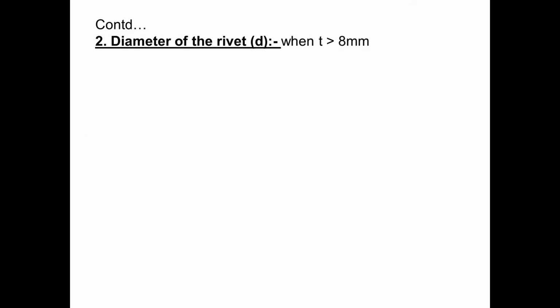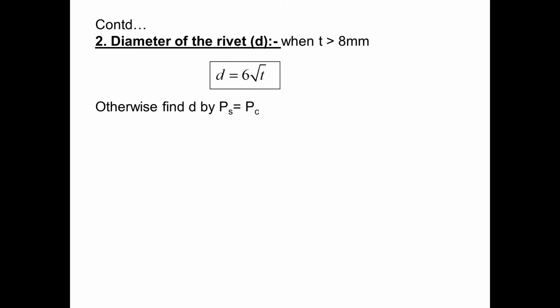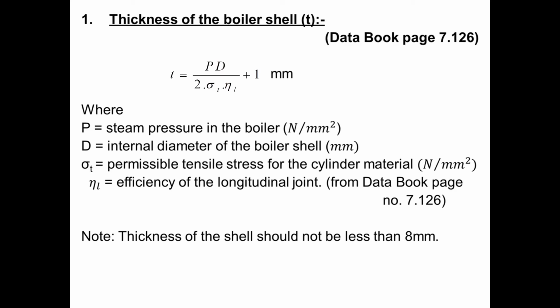Then we will go to step number 2. What is step number 2? Step number 2 is we have to calculate the shank diameter of the rivet, that is small d. So when thickness is greater than 8 mm, that means by using this particular expression you got the value of thickness. Then you will see whether thickness is less than 8 mm or more than 8 mm.